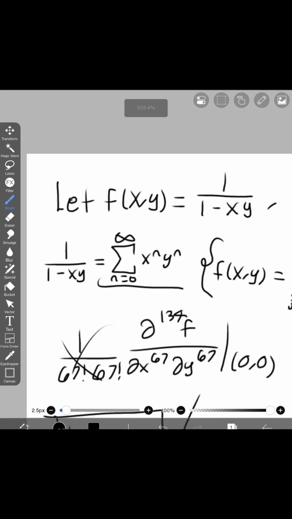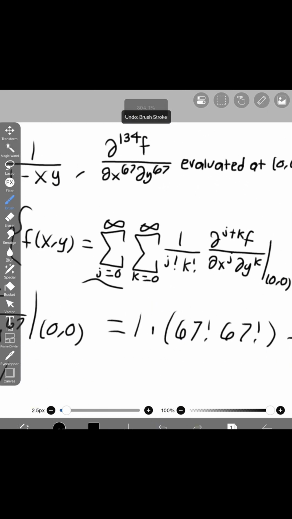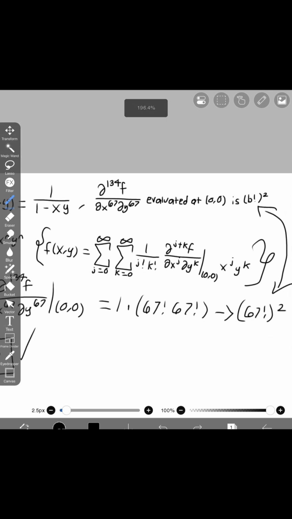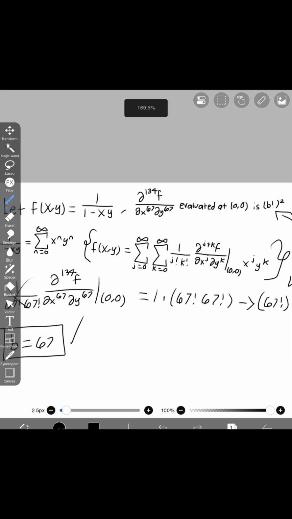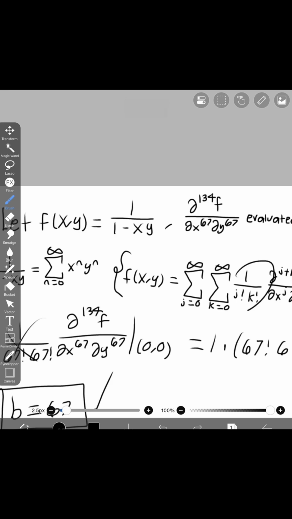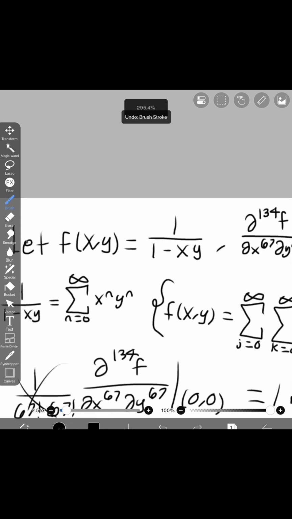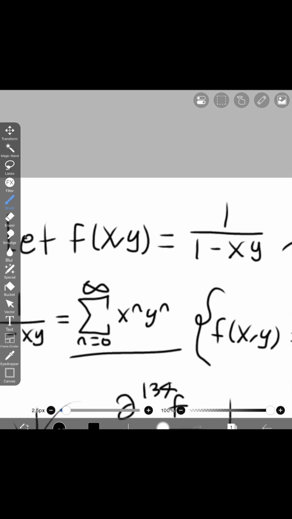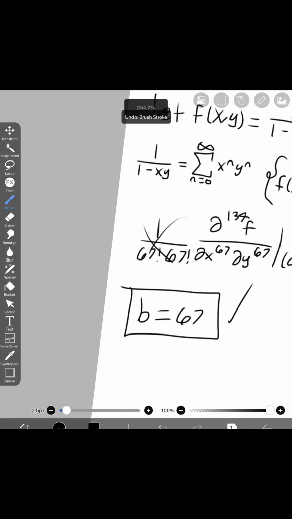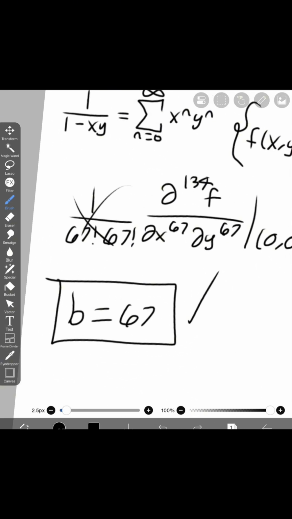Just by using the geometric series and the Maclaurin series for f of x, y, it's trivial. It's easy. We can just go ahead and find the coefficients based on this given, then equate it to the coefficient of this series, which is just 1. And then there we have it. Our answer is b is equal to 67. It's actually that simple.